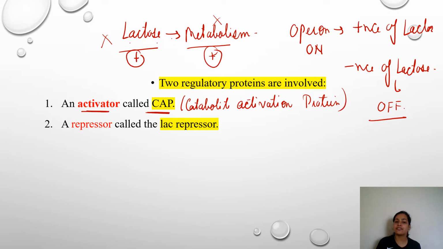This is a positive regulator. Why? Because this CAP is actually an activator. So here, this is an example of what? This is an example of positive regulation of the Lac Operon.